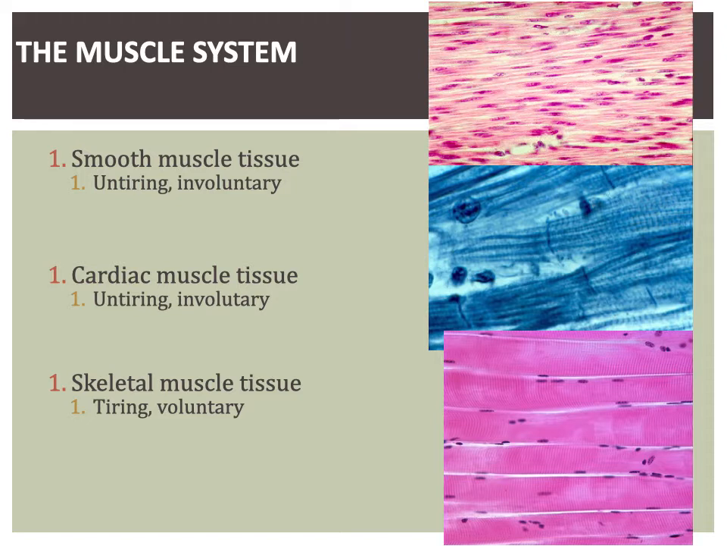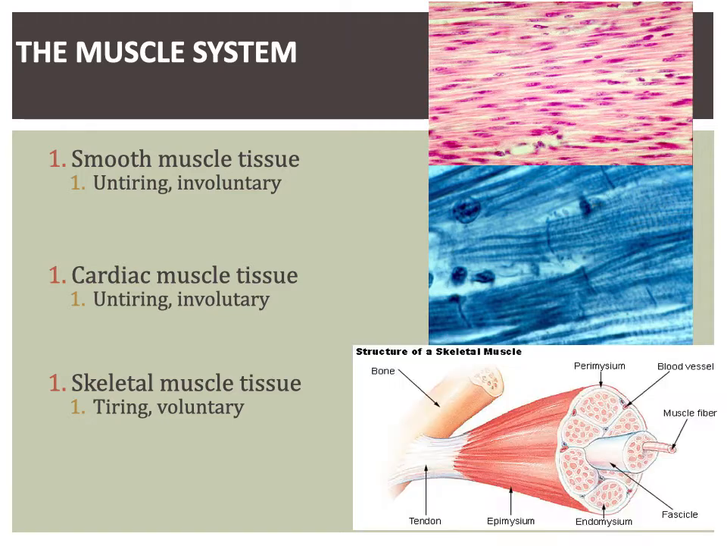So, let's say you eat meat. You can think of it as skeletal muscle tissue. It's the muscles that are associated with your skeleton. They're attached to your skeleton. So you can see that here, skeletal muscles are attached to our skeleton through tendons.